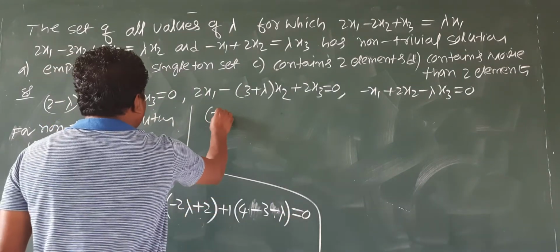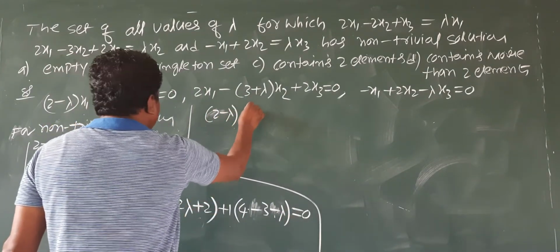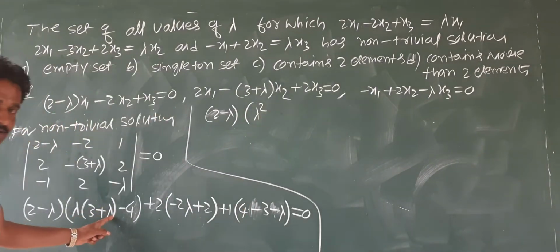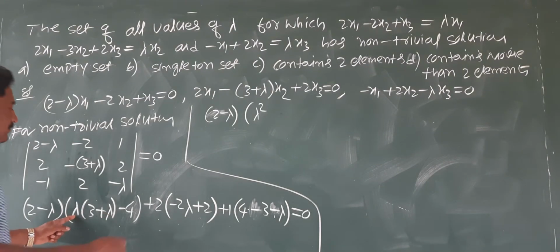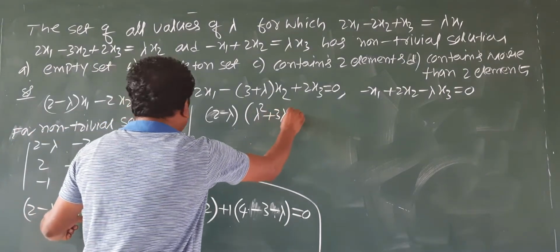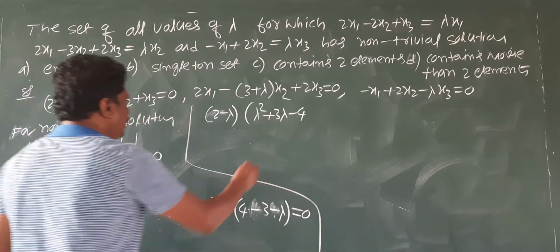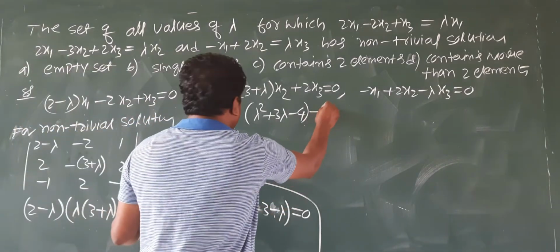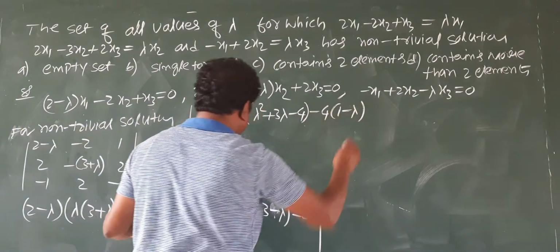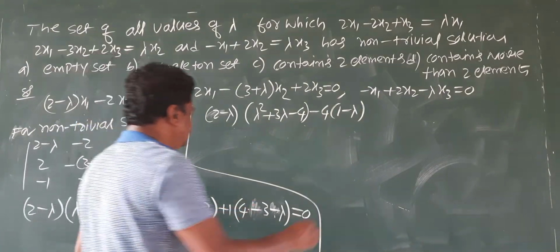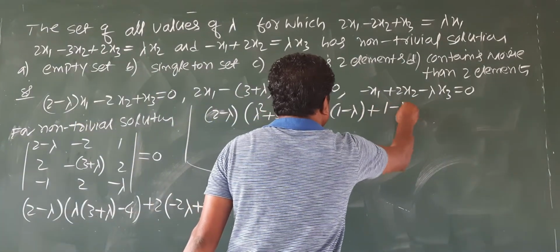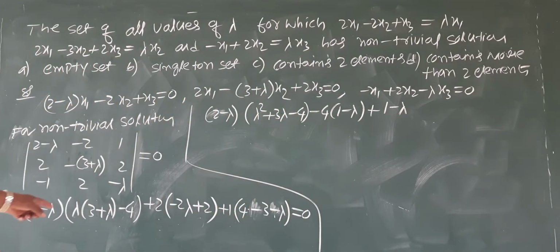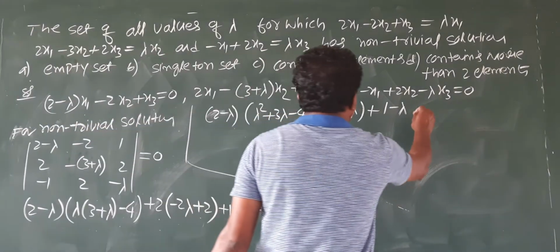So (2 − λ)(3λ + λ²) + 3λ − 4. What is common? 2. I remove −2 as common: −4(1 − λ), 4 − 3(1 − λ). So 1 − λ is equal to 0.